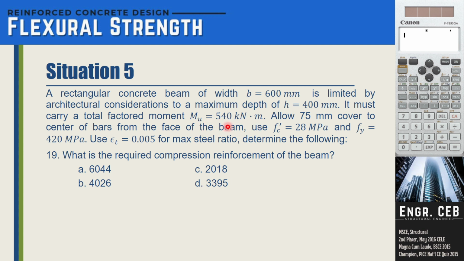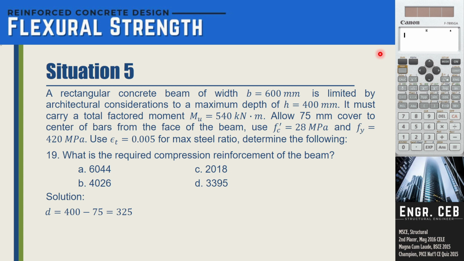Okay, so first we have to check what kind of beam we are going to use. Are we going to use a singly reinforced concrete beam or a doubly reinforced concrete beam? In order to determine that, we first have to compute the capacity of our beam considering the maximum steel ratio allowed for a singly reinforced beam. Because if the singly reinforced section can no longer resist the moment, that is the time we are going to use a doubly reinforced section.